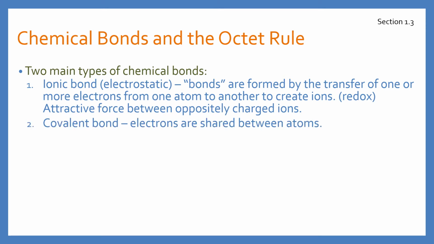We also have covalent bonds. This is the main type of bond that we talk about in organic chemistry. This is when electrons are actually shared between atoms. All bonding uses valence electrons.